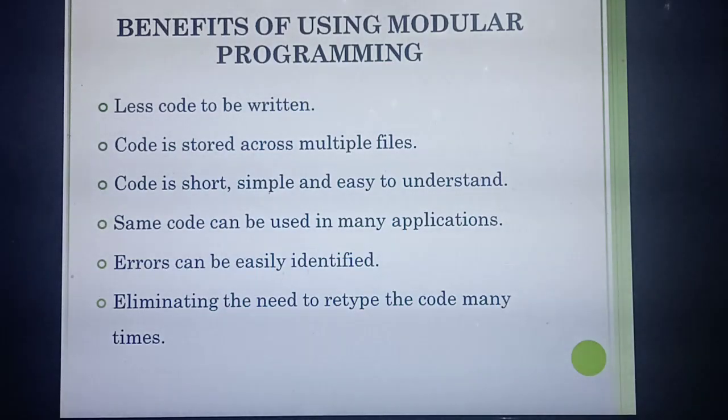First point is less code to be written. Okay. So no need to write more number of lines. So less number of lines you can write. Understood the first point? Second, code is stored in multiple files. Okay. So the same program you can store in multiple number of files. Understood?